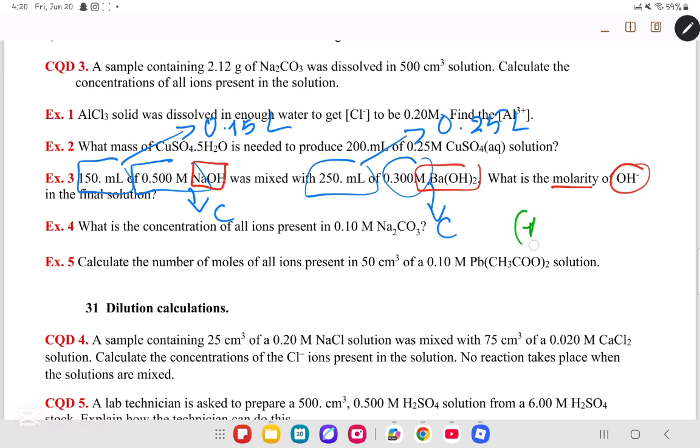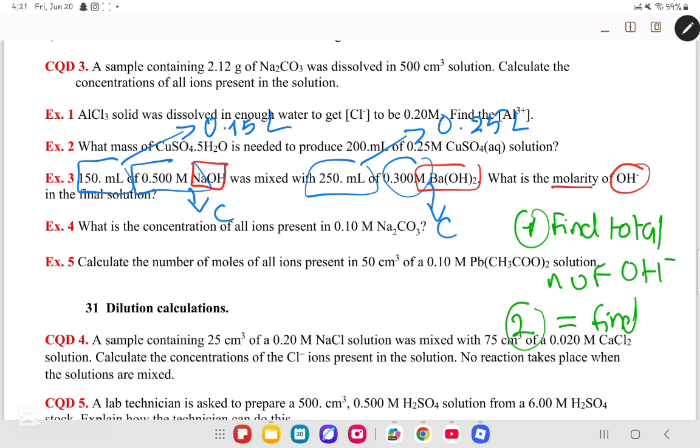Step 1 is to find the total number of moles of OH minus, and then step 2 is to find the concentration based on the number of moles. So first, we're going to find the total number of moles of OH minus. Let's start with NaOH. Let us find the total number of moles of NaOH. It's very simply the concentration times the volume.